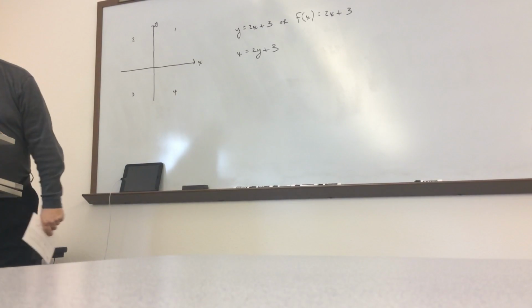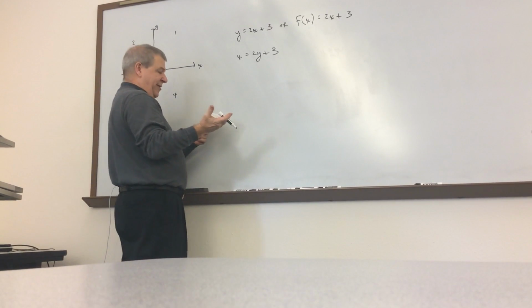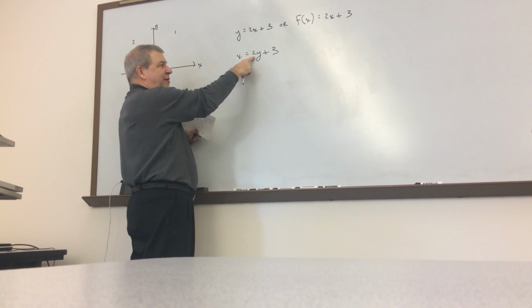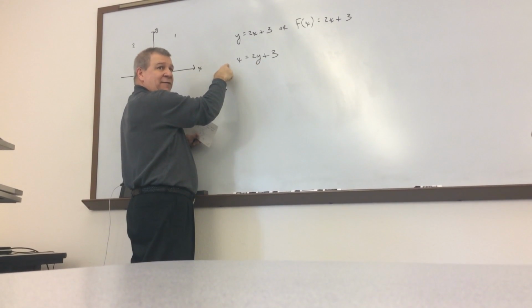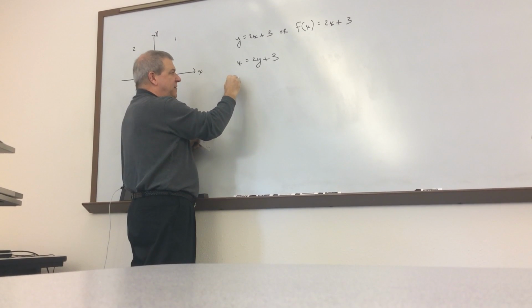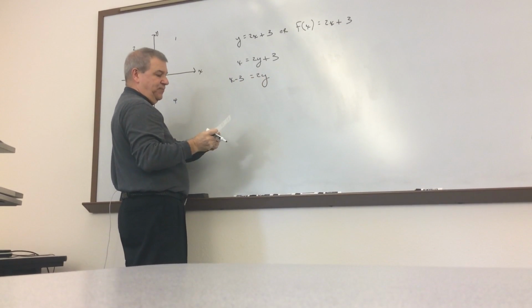Now, it says, if possible, solve for the y variable. Now, I don't think this should be very hard to do. If I told you to solve this equation for y, you know, get y by itself, wouldn't you have to take this 3 and throw it on the other side first? So x minus 3 equals 2y.